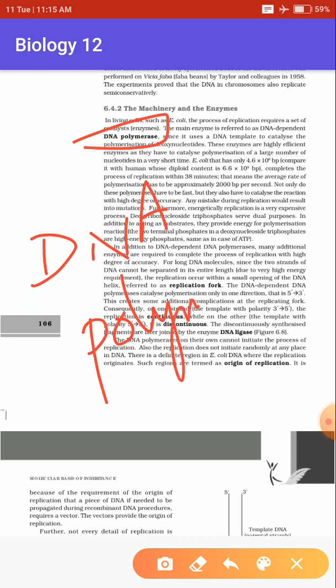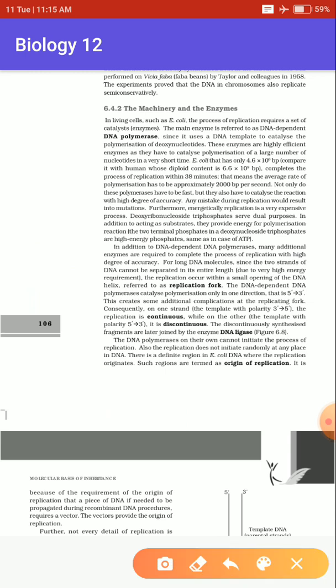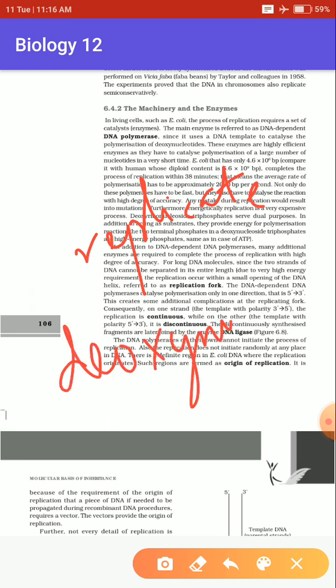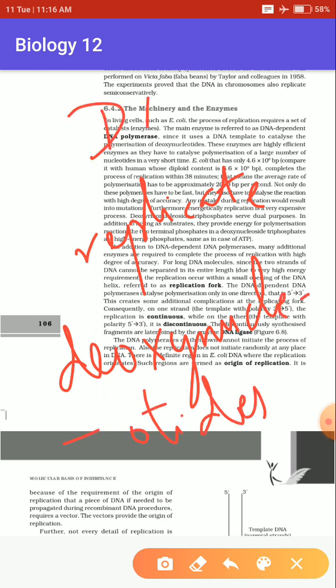DNA polymerase enzyme. That is the enzyme that is mainly used by the DNA. So what does it do? This DNA polymerase actually replicates, or polymerizes, the deoxynucleotides that are present in the DNA, because we know DNA is a polymer of deoxynucleotides. So this DNA polymerase helps in the polymerization, or we can say the replication, of deoxynucleotides.